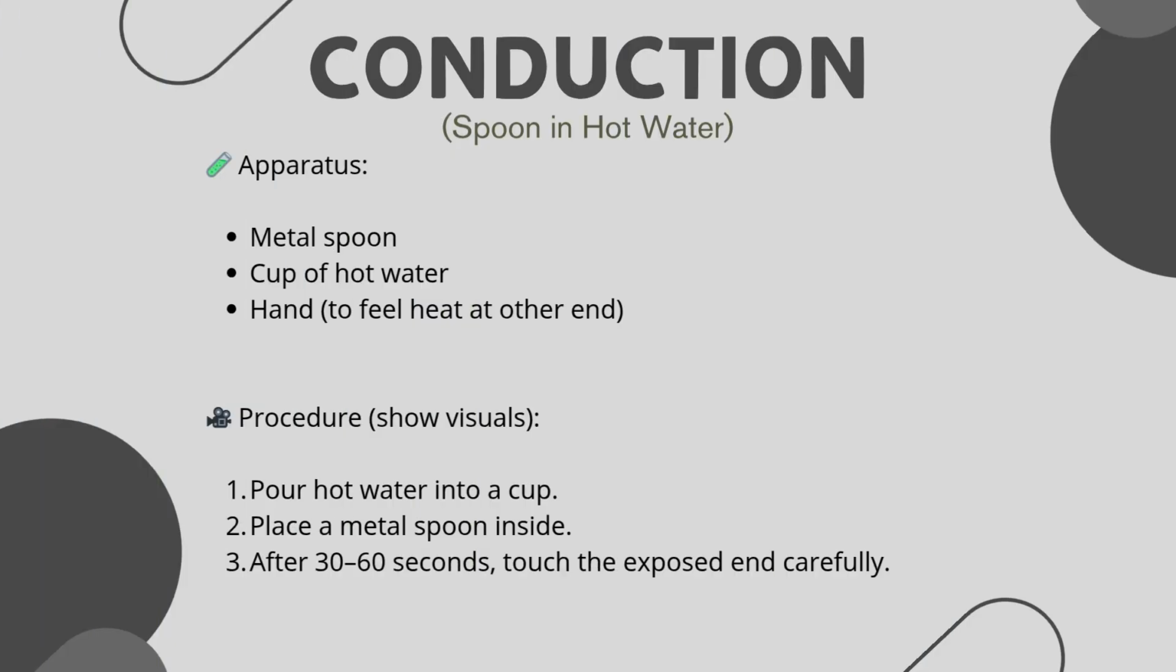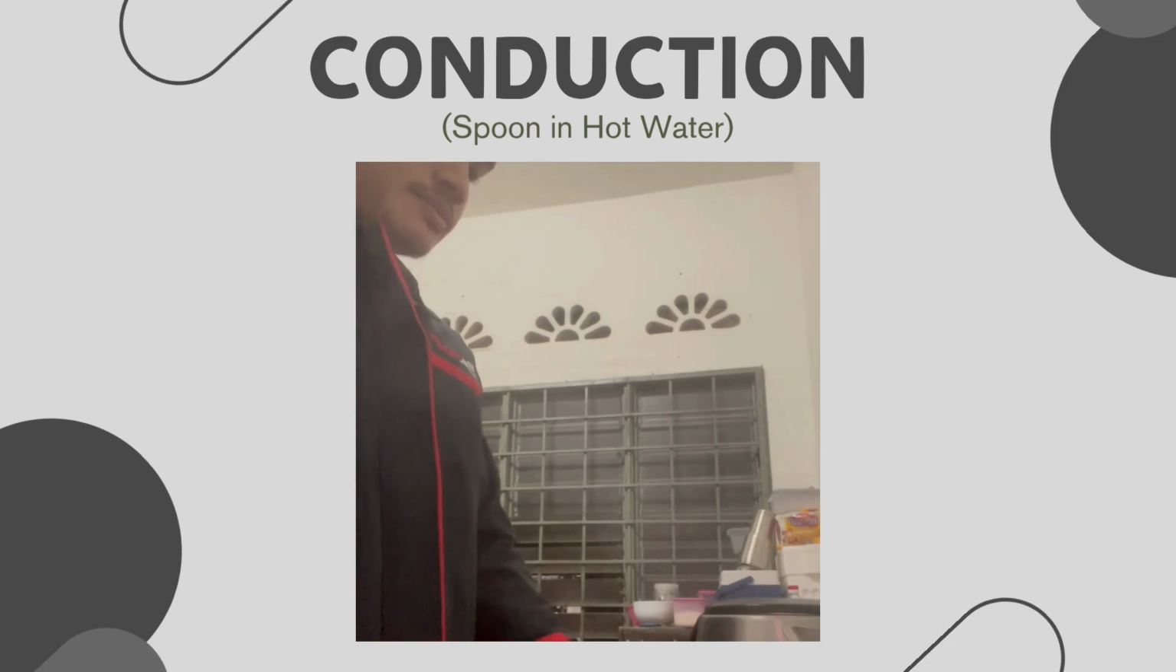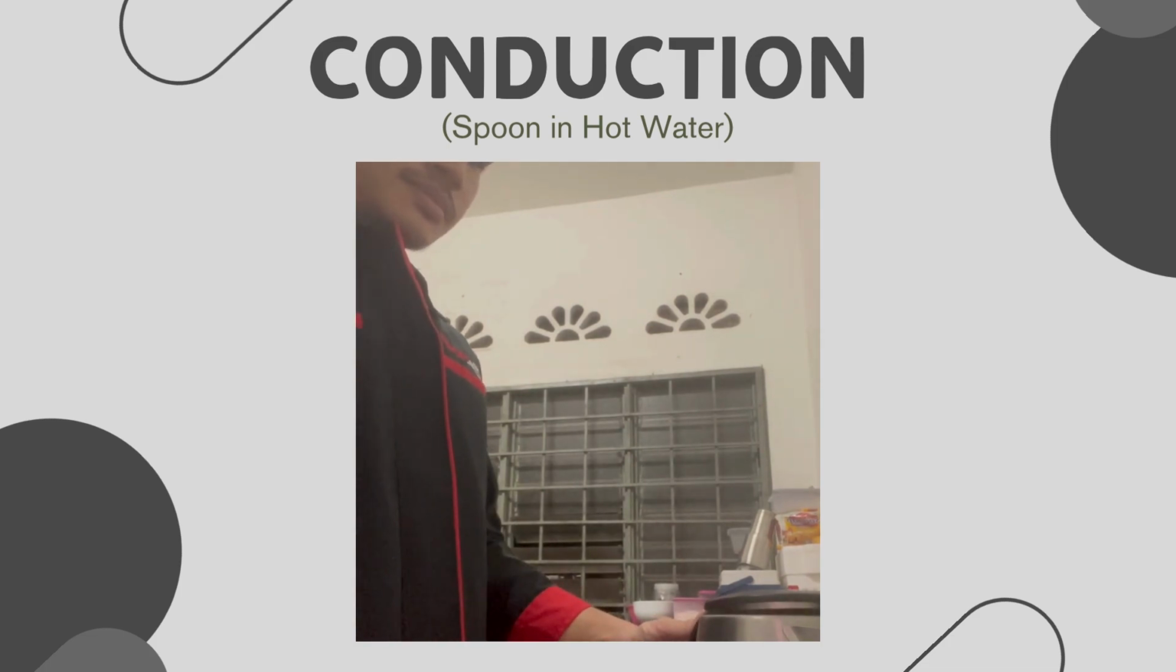Okay, first experiment we want to talk about conduction. So the apparatus is a metal spoon, a cup of hot water and a hand. So the procedure: first, pour hot water into a cup. Second, place a metal spoon inside. And then the last one is after 30 to 60 seconds, touch the exposed end carefully. So this is the video of how the experiment was done.